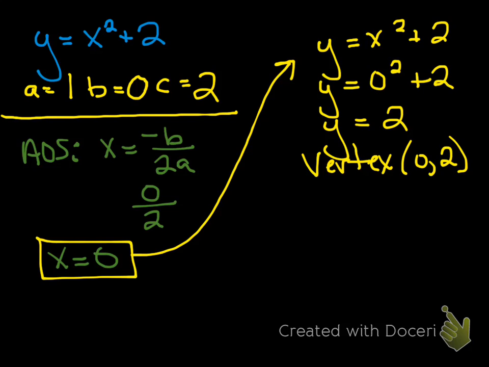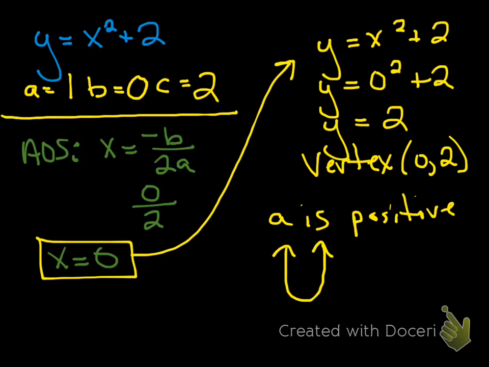Then I want you guys to think about something. If you don't have a b, is your axis of symmetry always going to be x equals 0? Think about it, okay? All right, so let's look at our a. So a is positive. So that means that it opens up like this. So it's going to have a minimum. So that one is also minimum.